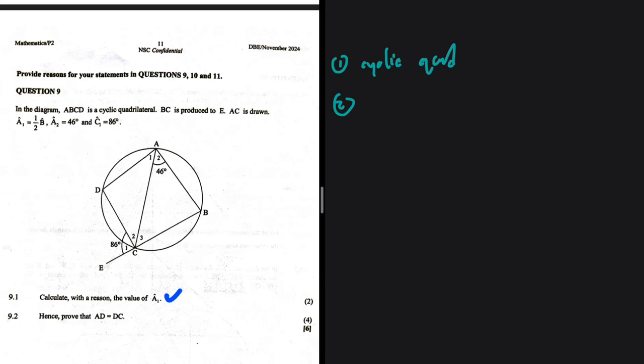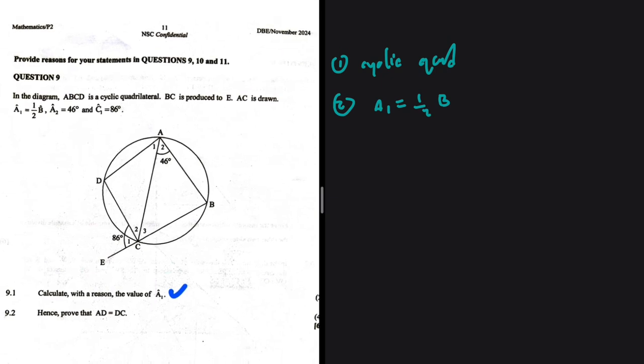Right, let's carry on. BC is produced to E, AC is drawn, and we are told that A1 is equal to half of B. And then A2 is equal to 46, C is equal to 86. So let's see how we can use these keywords to answer the questions in front of us. So 9.1, we are looking for the value of A1. The first keyword is cyclic quad. So let's see how we can use the cyclic quad to find A1.